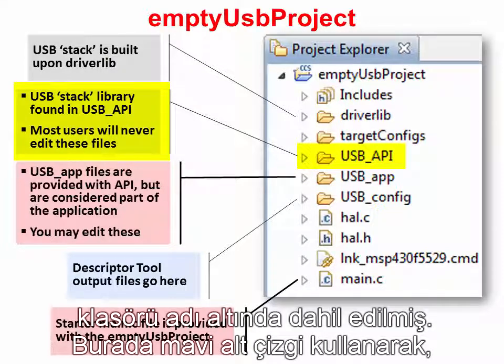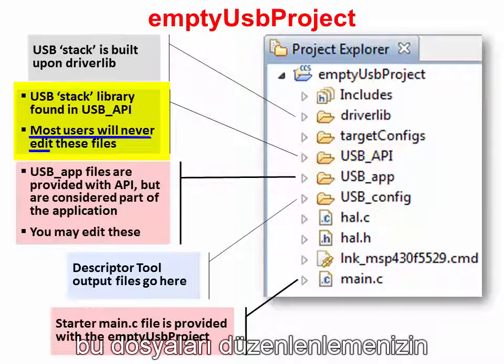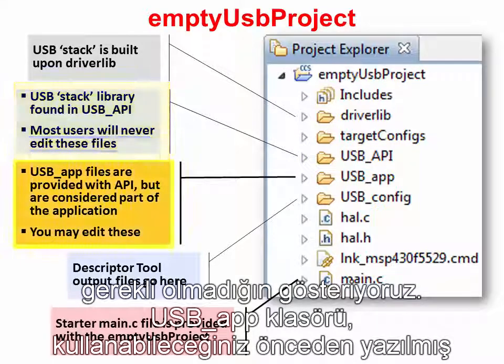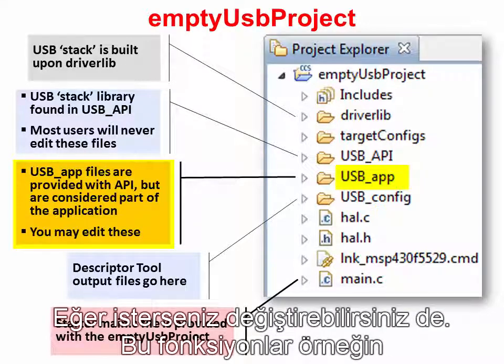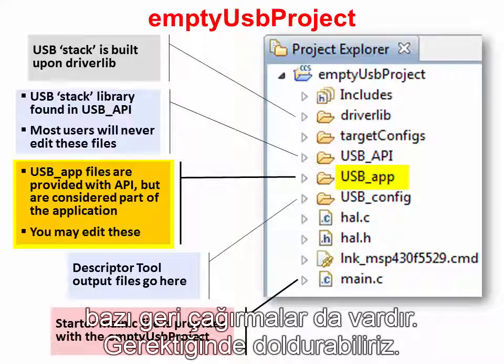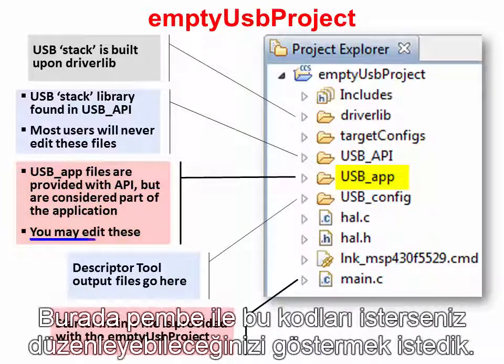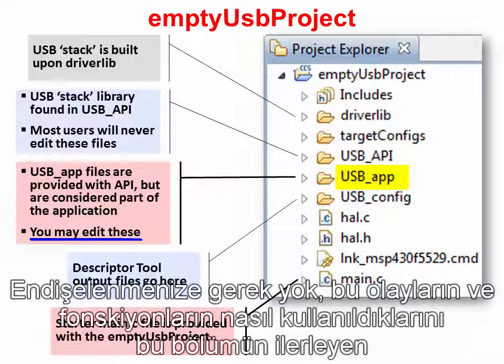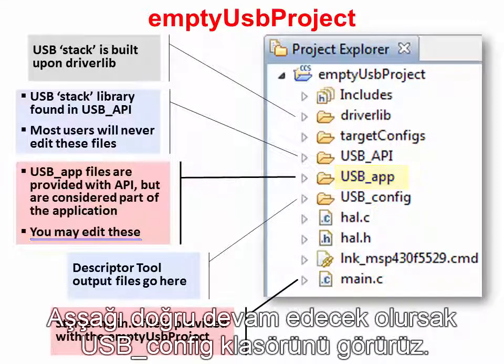USB_API. We've used the blue background here to show that you shouldn't need to edit these files. The USB app folder has a number of pre-written functions for you to use, as well as change if you'd like to. These are functions like CDC send data in background. Also, there are a number of callback events in this folder that we can fill in as needed. We use pink here to indicate that you might want to tweak this code. Don't worry, we'll talk a little bit more about these events and these functions later on in the chapter.